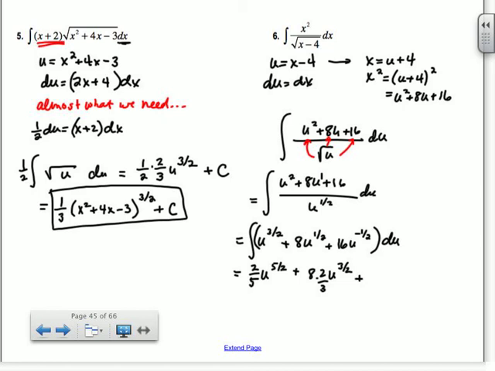Okay, so if I solve for x, I get x equals u plus 4, and we want x squared. So x squared is u plus 4 squared, which is u squared plus 8u plus 16. So that means that x squared is u squared plus 8u plus 16. The bottom is square root of u, and then we have du.